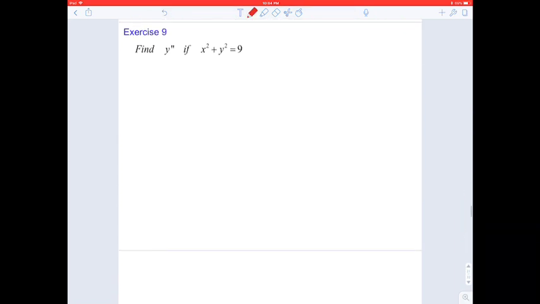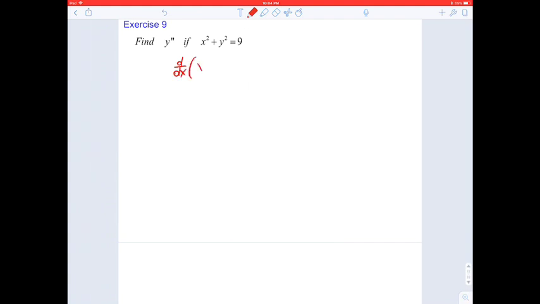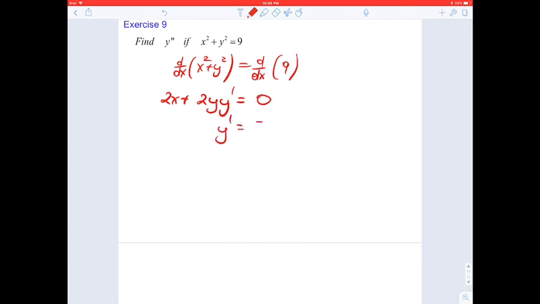Okay. Exercise number 9. Find the second derivative of x squared plus y squared equals 9. That means first of all, we need to differentiate first time, and then taking the first derivative and differentiating again, we will get a second derivative. Of course, implicit differentiation. Derivative of x squared is 2x, derivative of y squared is 2y, y prime. Derivative of constant 9, 0. And let's solve for y prime, subtracting 2x from both sides and dividing by 2y. That means negative x over y is the first derivative.